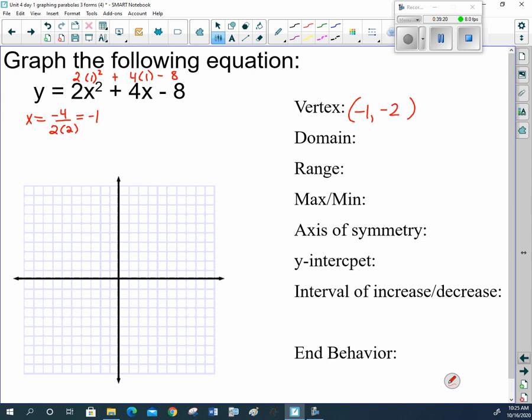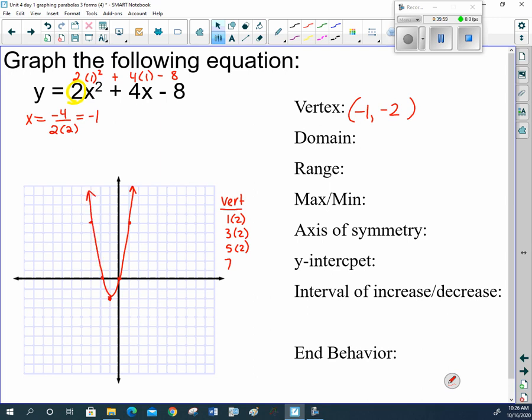So there's my vertex. I know this parabola opens up because I've got a +2 out in front for an A, and I know that's going to stretch my pattern also. My vertical pattern, 1, 3, 5, 7, is going to get doubled. So my vertex is at -1, -2, and now I'm going to go up 2 over 1, up 6 over 1, and we're off our graph. So let's sketch that in.